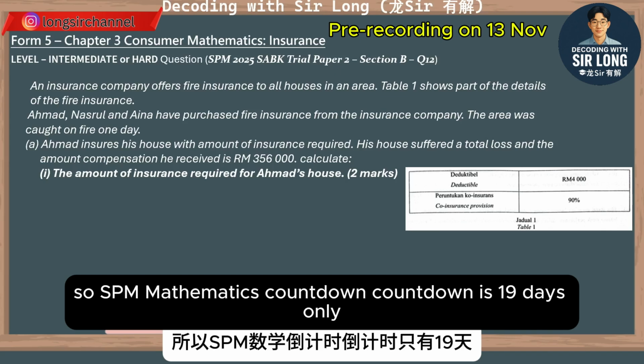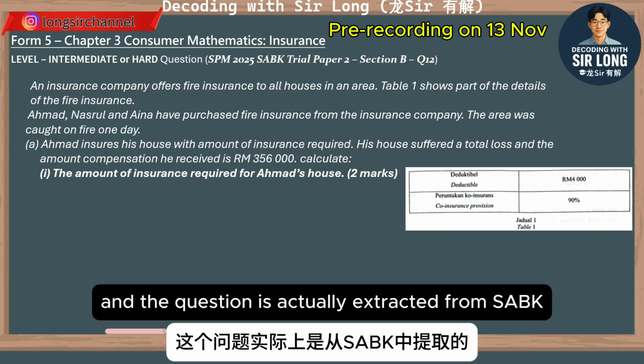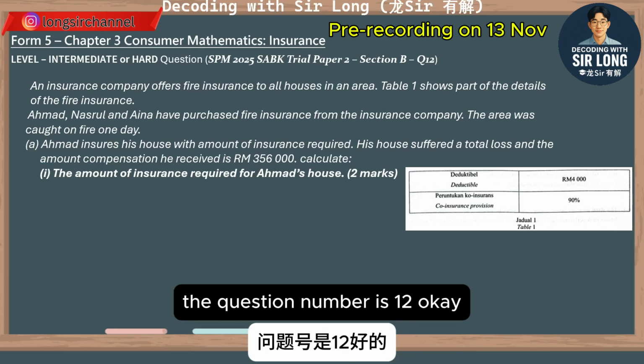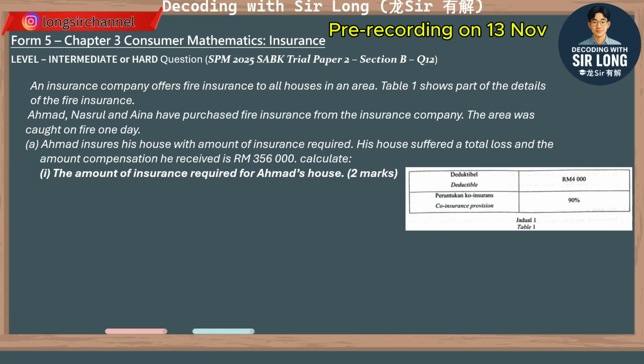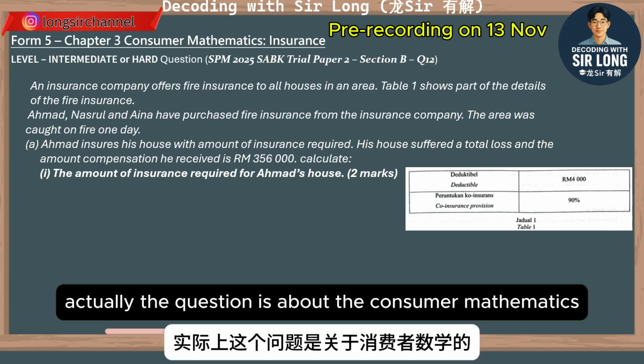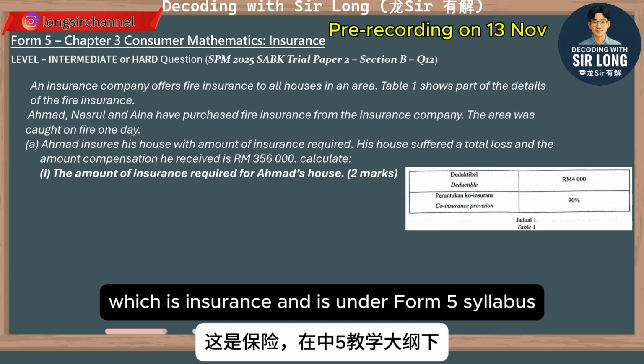Alright, so the SPM Mathematics countdown is 19 days only. And the question is extracted from the SABK Trial Paper 2 under Section B. The question number is 12. The question is about consumer mathematics, which is insurance, and it's under the Form 5 syllabus.